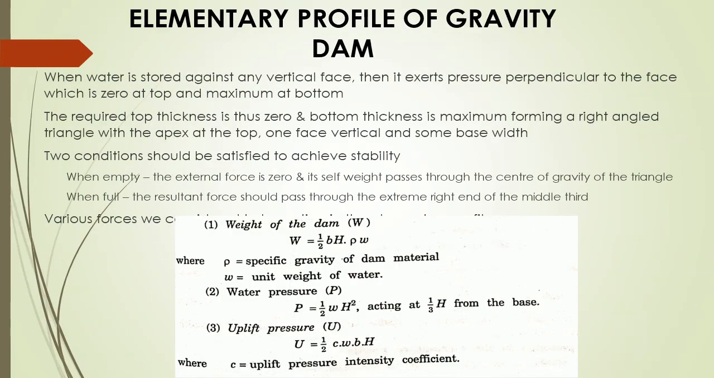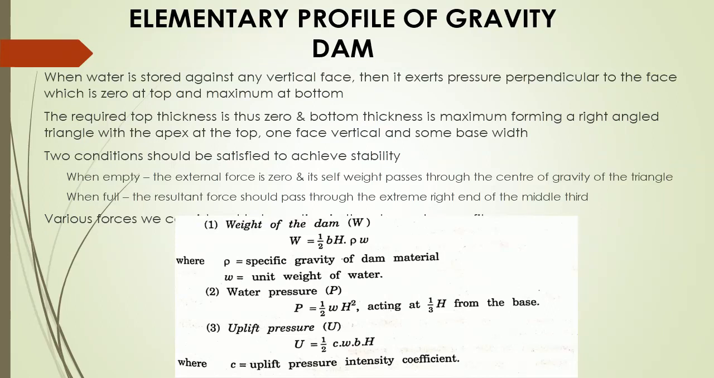Next we have to discuss the elementary profile of a gravity dam. When water is stored against any vertical face, it exerts pressure perpendicular to the face, which is 0 at the top and maximum at the bottom. The required top thickness is thus 0, and bottom thickness is maximum, forming a right-angled triangle with the apex at the top, one face vertical and some base width.